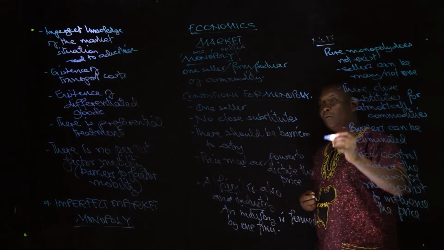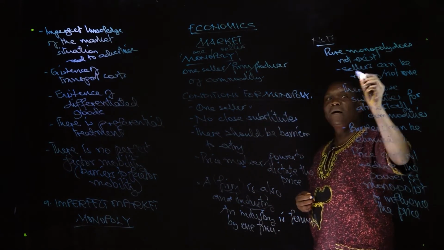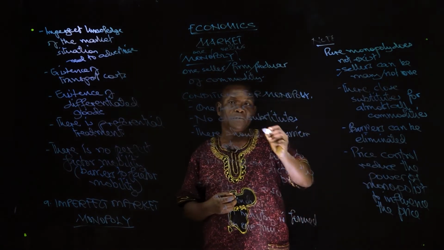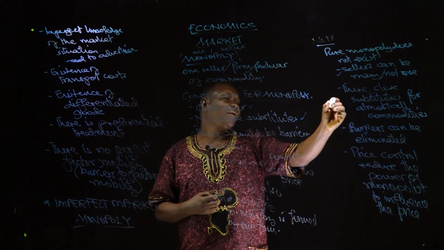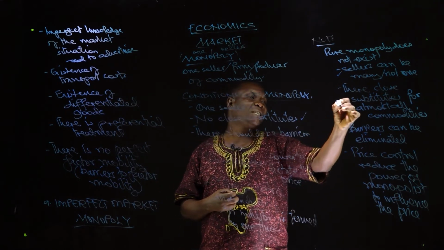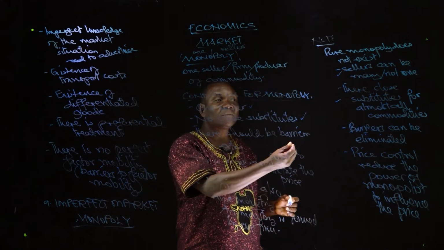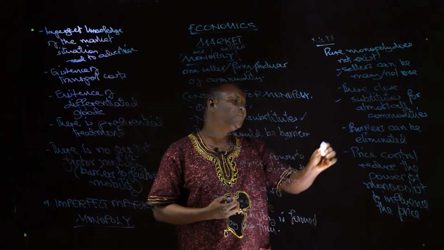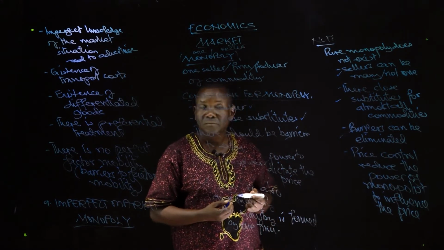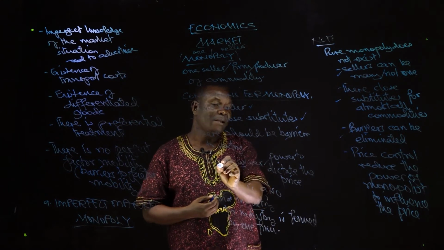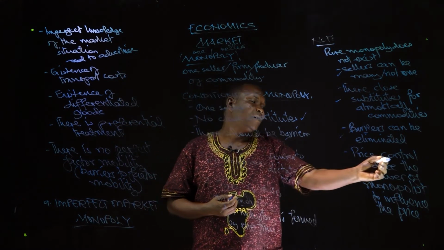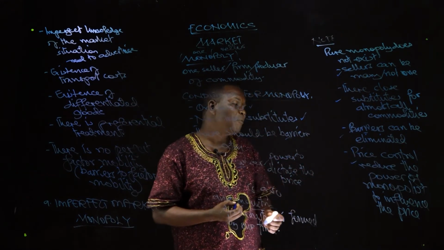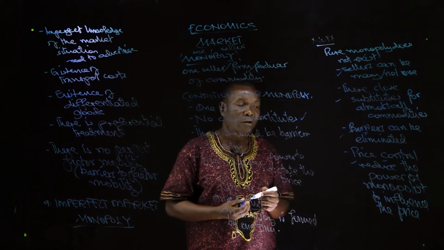So you find, we said in monopoly there is one seller, but the sellers can be many. We said that there are no close substitutes. On this side, we have close substitutes for almost every commodity. There are barriers to entry. These barriers can be eliminated. The monopolists are price makers. The power of the monopolist to influence the price can be removed through price control.